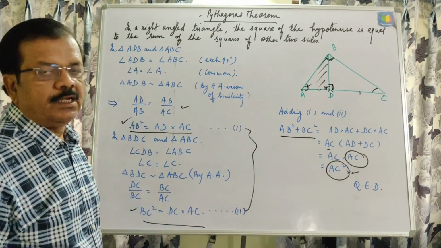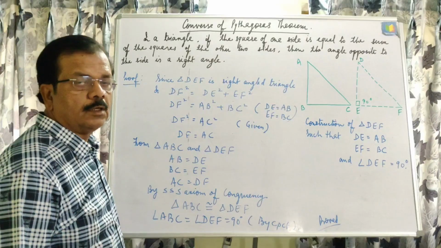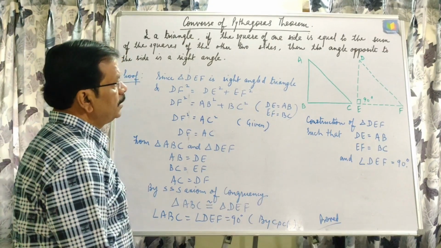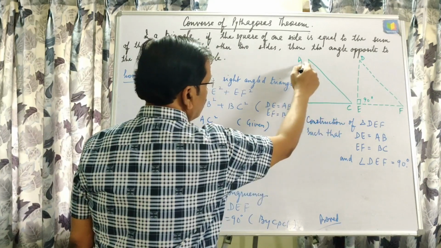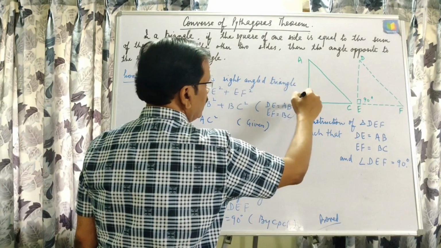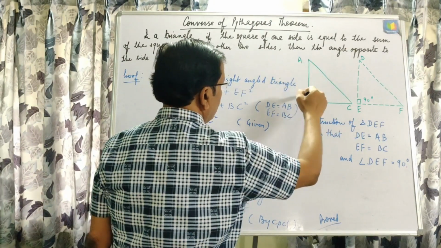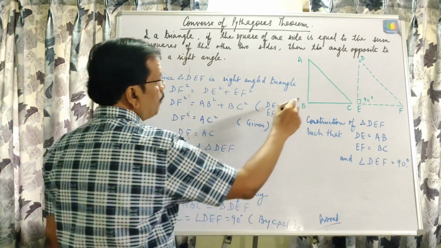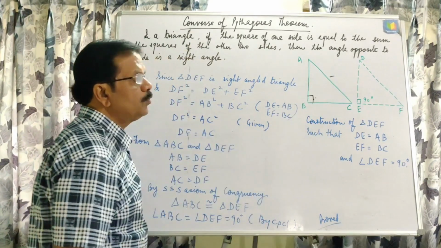Now the converse of the Pythagoras theorem. If in a triangle the square of one side is equal to the sum of the squares of the other two sides, that means we are given triangle ABC and we are given AC square is equal to AB square plus BC square, then the angle opposite to this side is 90 degrees. This is what we have to prove.